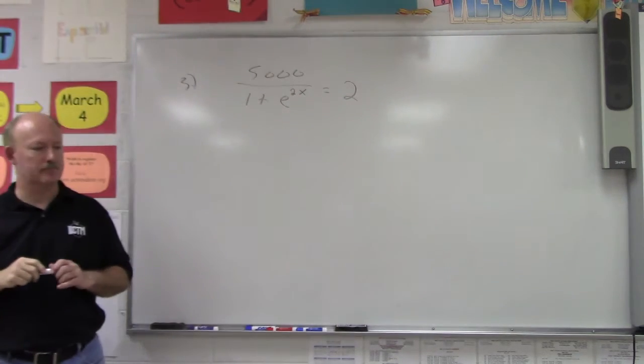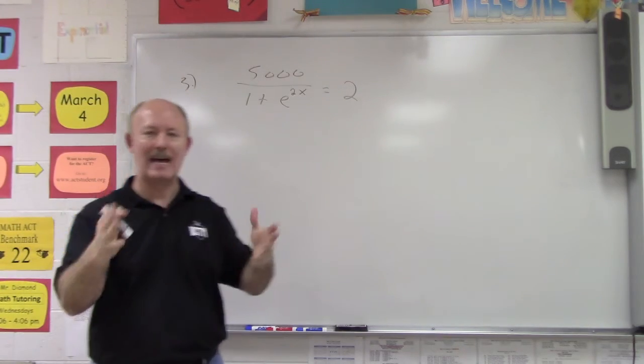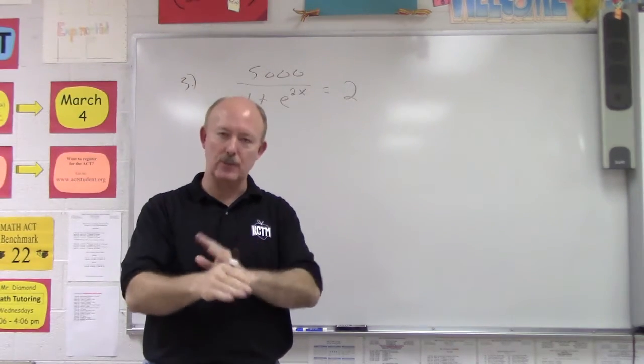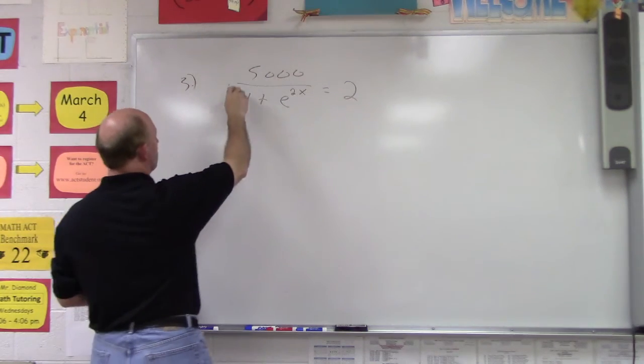It has a fraction in it. Now we're going to start off as we've got to get e to the 2x out of that fraction, so we have to isolate e to the 2x. So then we can take the natural log of both sides, and we can get the 2x out of that exponent. So let's start off.